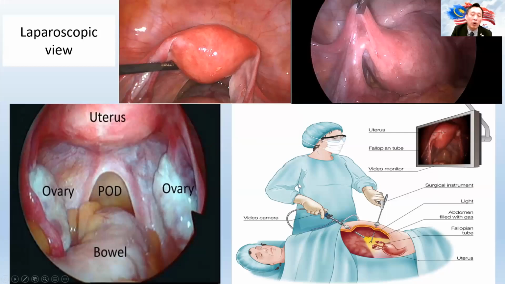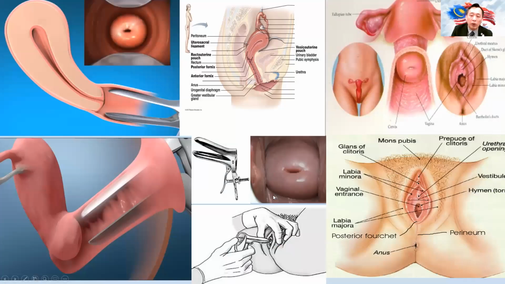So this is how it looks during laparoscopic surgery. This is the broad ligament, fallopian tubes, ovaries. All right, this is a sideways view of how the cervix looks in real life. When you put in a speculum, you should visualize the cervix.